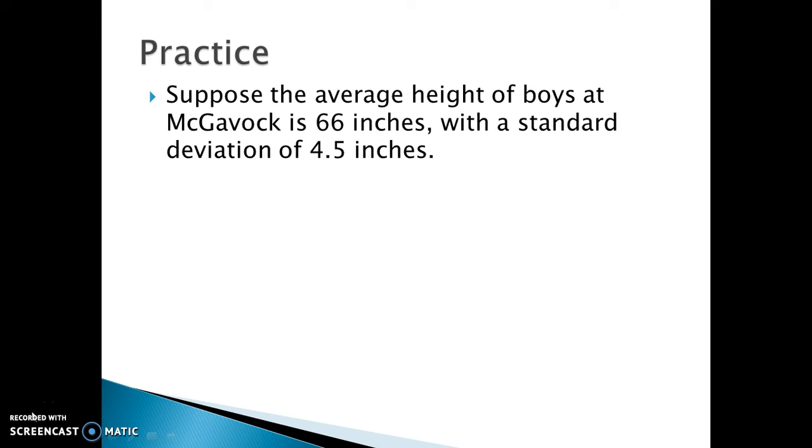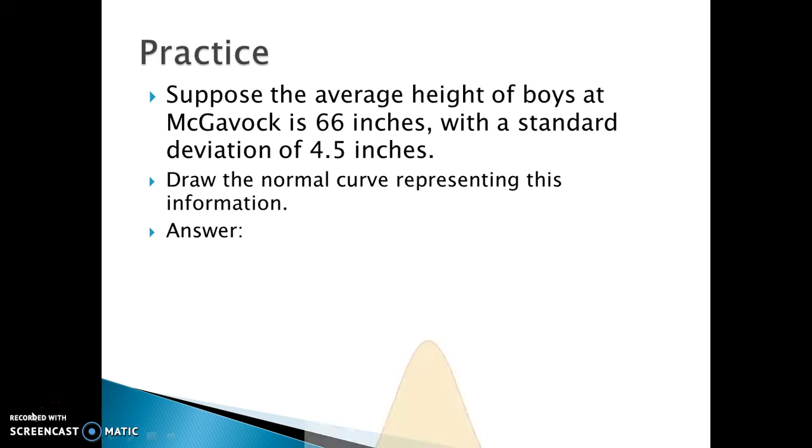So let's practice. Suppose that the average height of boys in McGavick is 66 inches with a standard deviation of 4.5 inches. Can you draw the curve? There it is. In the middle is our 66, and you count up and down by 4.5 inches each way. Alright? Make sure you go ahead and draw the lines on there for the 68, 95, and 99.7 lines.